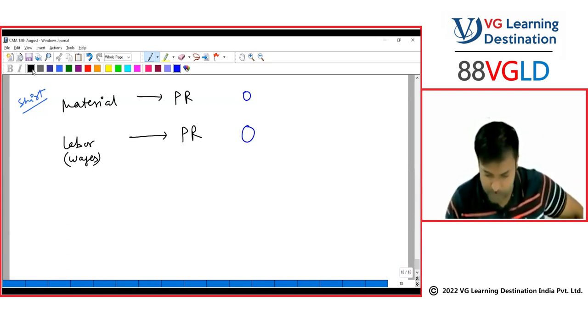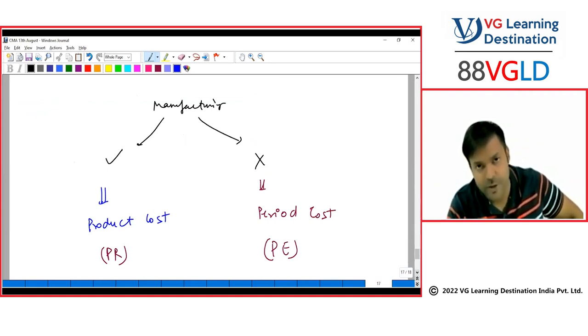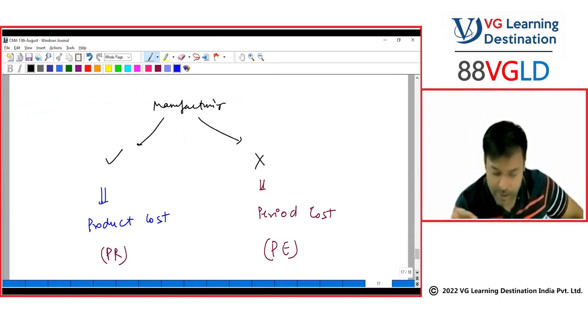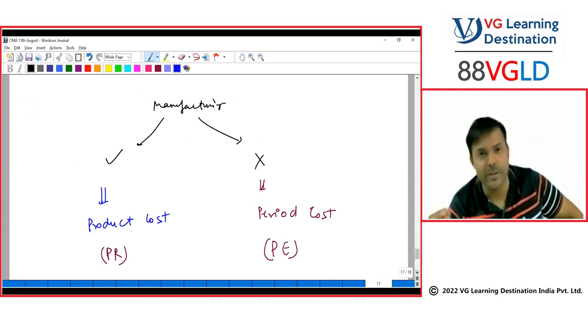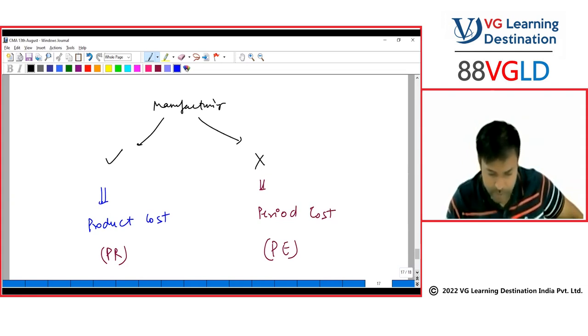Okay, no problem. Basics: you have understood this point, manufacturing or non-manufacturing. Anything which is your manufacturing cost is called the product cost. Anything which is not related with the manufacturing is known as the period cost. Is that okay? Antariksh, is that okay?